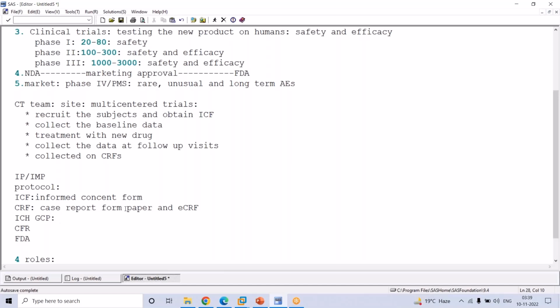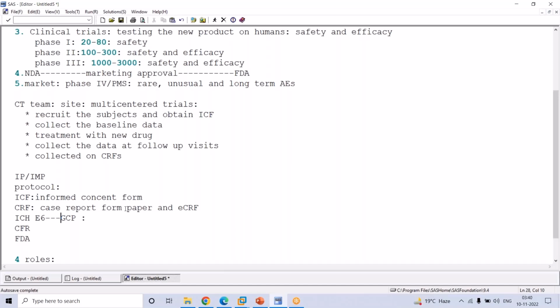So ICH GCP, which is important, is given in the E6 guidelines. ICH E6 will give you the guidelines for the GCP. So, International Council on Harmonization for Good Clinical Practice. Those guidelines are given in the E6. These are the GCP standards, the global standards. A global quality standard to manage all the activities of the clinical studies.